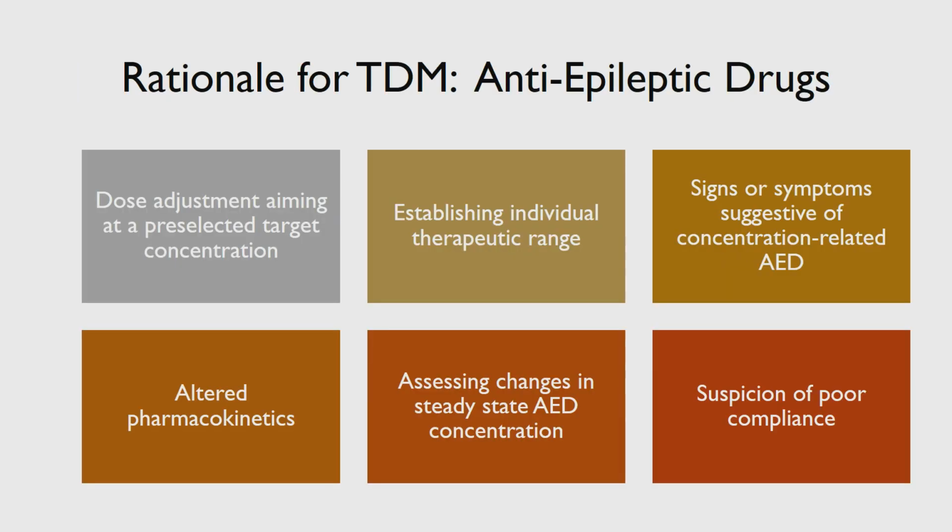Now, why do we have to do TDM for the anti-epileptic drugs? So there are different rationales behind it. To name a few, the TDM can be done when there is a dose adjustment aiming at a pre-selected target concentration, and if we want to establish an individual therapeutic range, if there are signs or symptoms that are suggestive of concentration-related anti-epileptic drug toxicity, and if there are drugs which have altered pharmacokinetics, and if we want to assess the change in steady-state anti-epileptic drug concentrations, and if there is a suspicion of poor compliance.